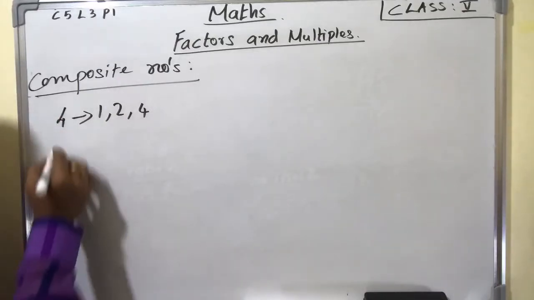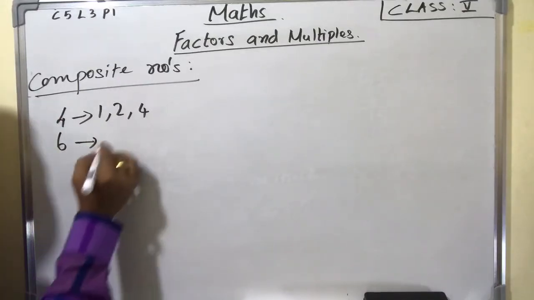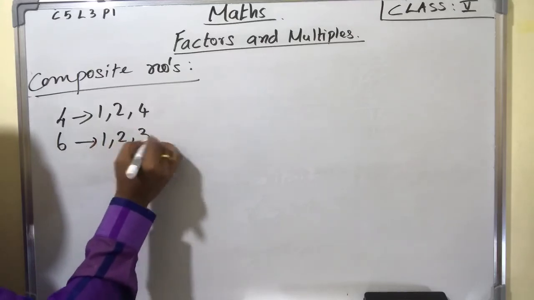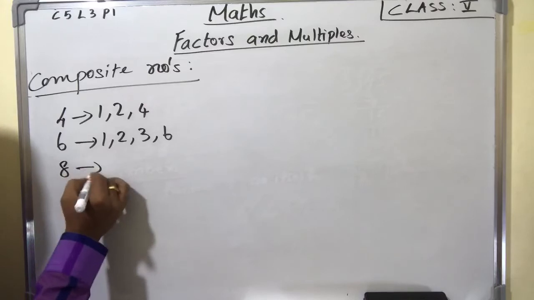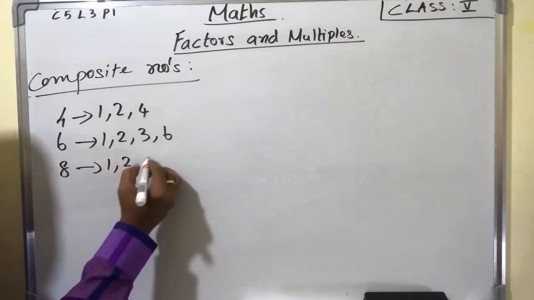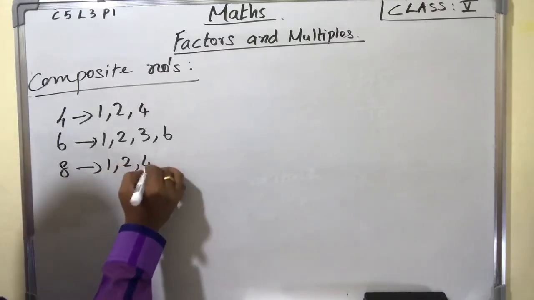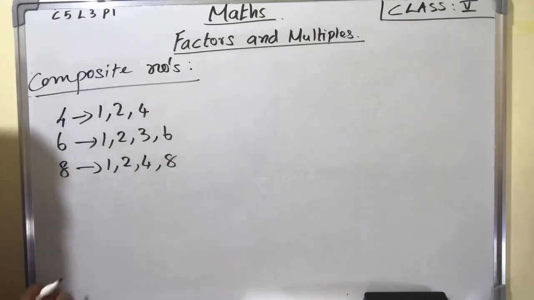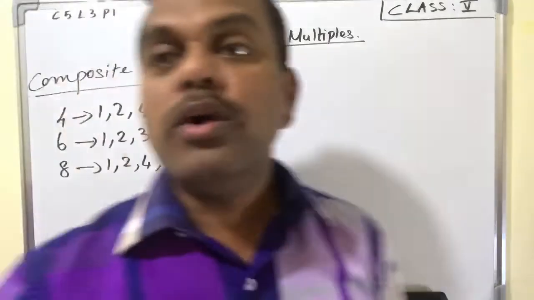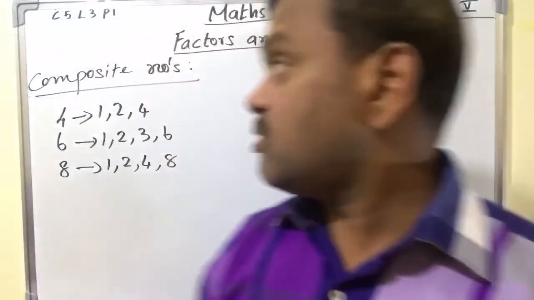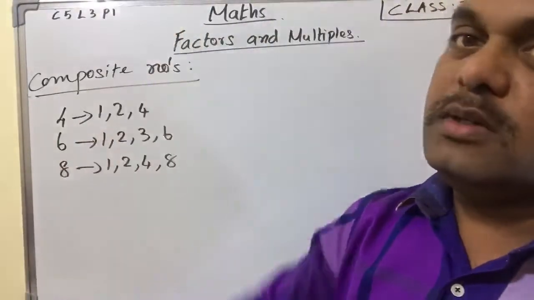5 is not a composite number. 6. Factors of 6: 1, 2, 3, 6. And 8. Factors of 8: 1, 2, 4, 8. 4 factors. Understood? So numbers that have more than 2 factors are called composite numbers.